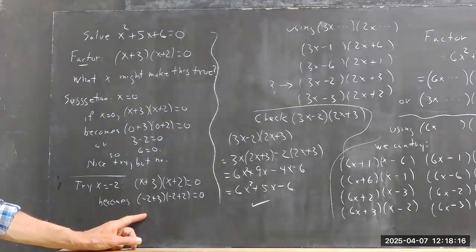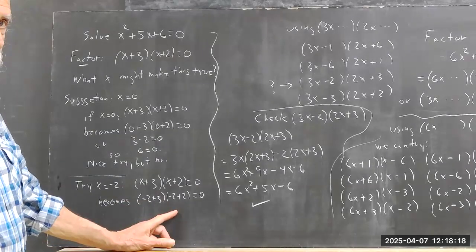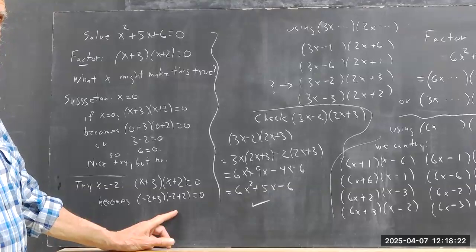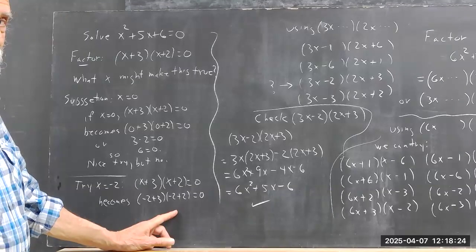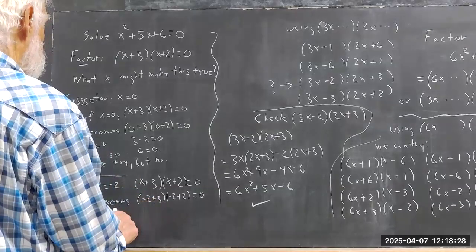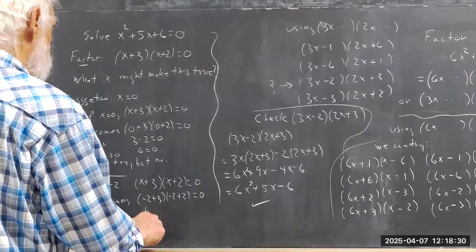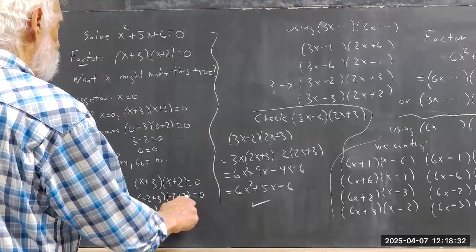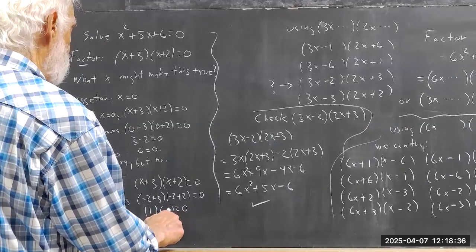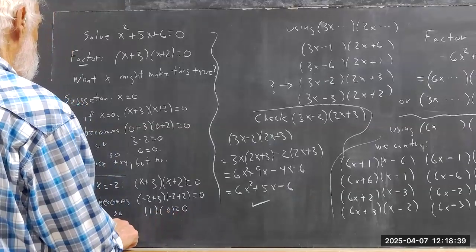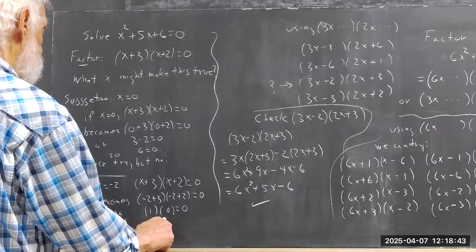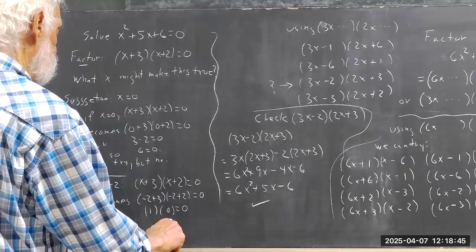That becomes -2 plus 3 plus -3 plus 2 equals 0, right? Is that going to give you 0? Plus -2 plus 3 is 1, negative 2 plus 2 is 0. And 1 times 0 is 0.